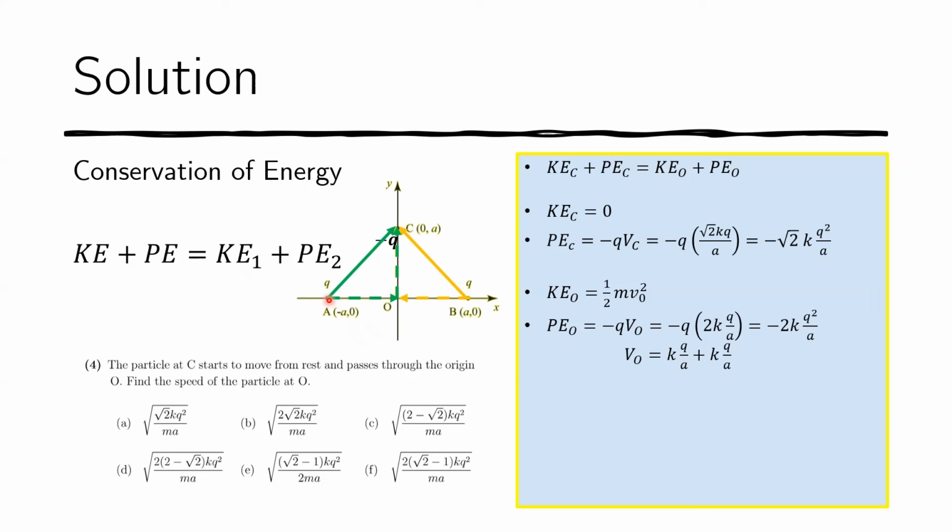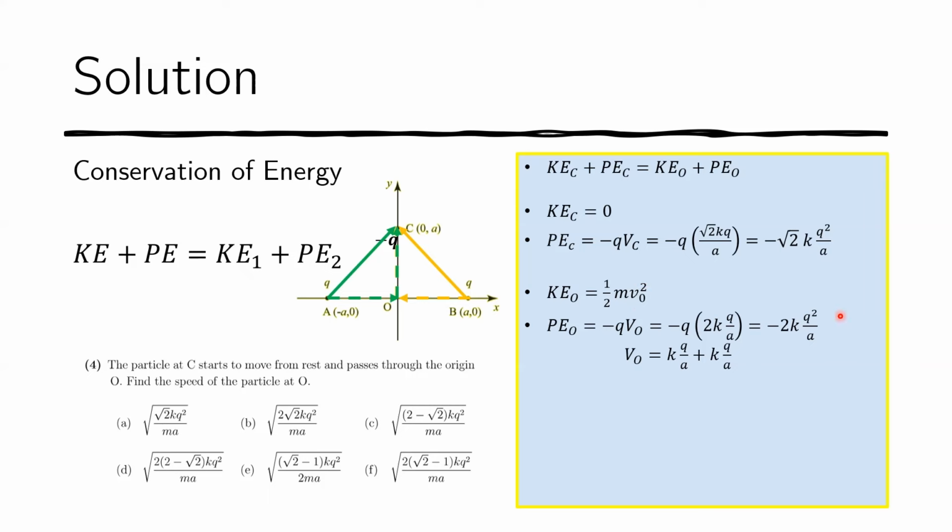So the distance from A to the origin, which we are looking at right now, is just a. And the distance from the origin to B is also just a. So this is due to A, this is due to B. And their charges are just Q, and the proportionality constant is K. So this is pretty simple to evaluate. This is just 2kQ over a. And so the potential energy at O is just negative 2kQ squared over a.